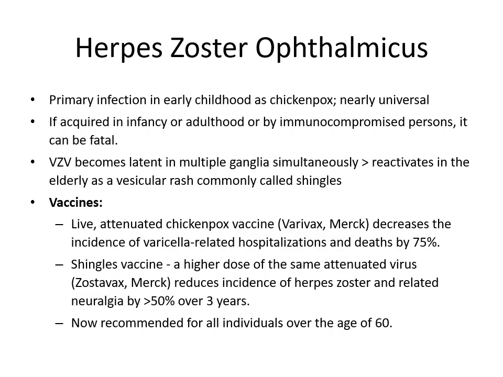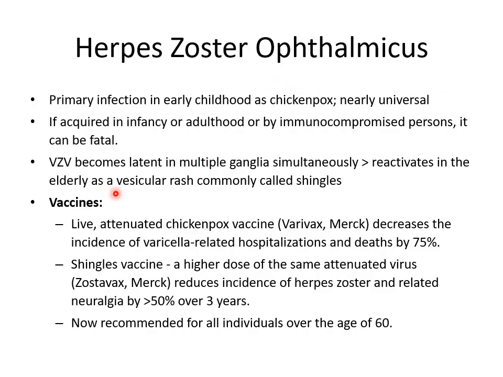So let us talk about herpes zoster ophthalmicus. Primary infection in early childhood as chickenpox happens. It is nearly universal. So basically kids are affected with chickenpox and then they acquire immunity from it. If acquired in infancy or adulthood, or by the immunocompromised, it can be a fatal infection.